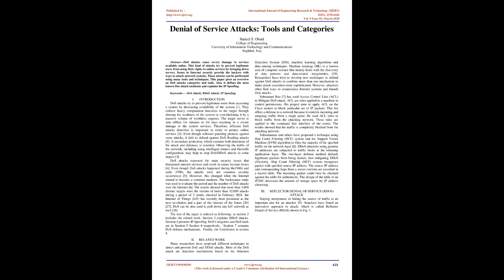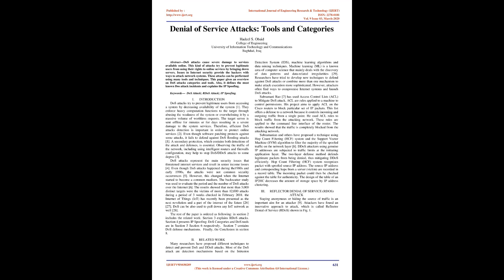Subramanian and others have proposed a technique using a hop count filtering, HCF, system and the support vector machine, SVM, algorithm to filter the majority of the spoofed traffic on the network layer. DoS attackers using genuine IP addresses are subjected to traffic limits at the initiating application layer. The two-layer defense method protects legitimate packets from being denied, thus mitigating DoS efficiently.